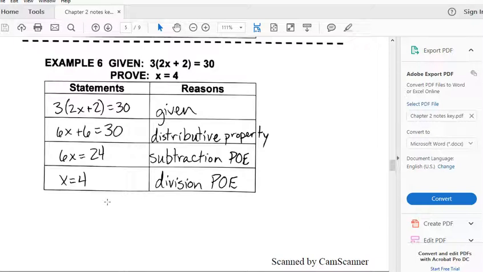How many people got example 7? That's pretty good. Yeah. All right, can I? No. Not yet.